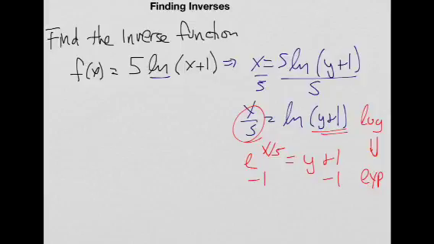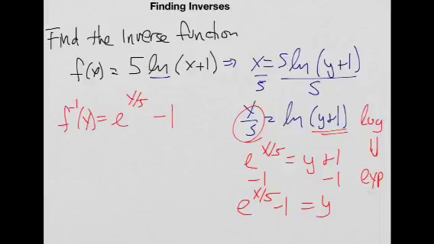Subtract 1 from both sides, and I get e to the x over 5 minus 1 equals y. There's my inverse function. F inverse of x is e to the x over 5 minus 1. That's what we're doing. Pretty much, when we're finding inverses, get it down to the exponential, switch to log form. Get it down to the log, switch to exponential form.